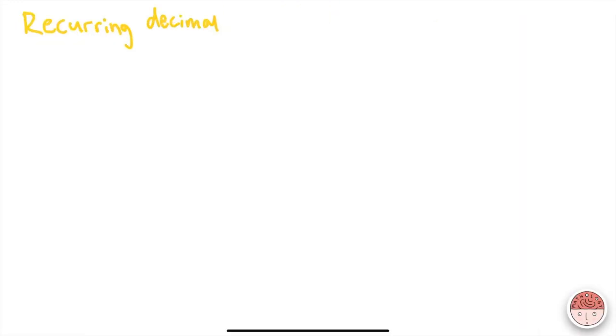This video is on converting recurring decimals into fractions. Recurring decimals are decimals with digits that are forever repeating, and that have a pattern to them. Recurring decimals have a dot above digits to indicate which ones are repeating.